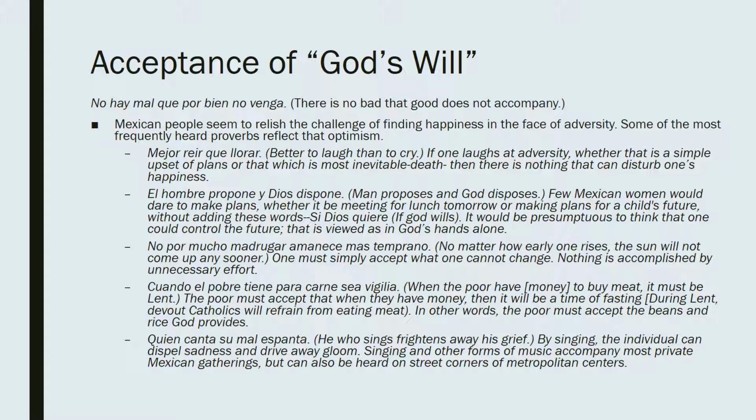Finally, he who sings frightens away his grief. By singing, the individual can dispel sadness and drive away gloom. Singing and other forms of music accompany most private Mexican gatherings, but can also be heard on street corners of metropolitan centers. So the idea, again, is you can't control it, you should just deal with it, and music will help you manage your emotions.